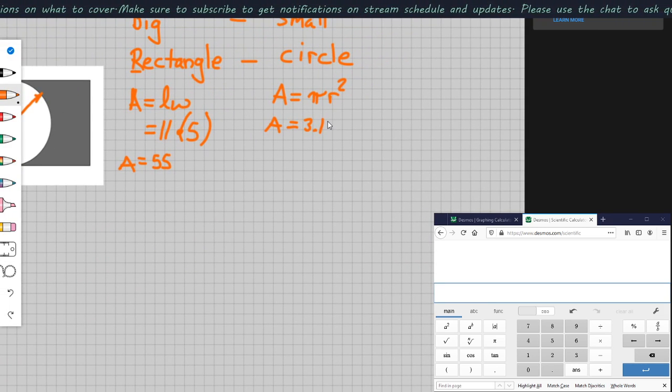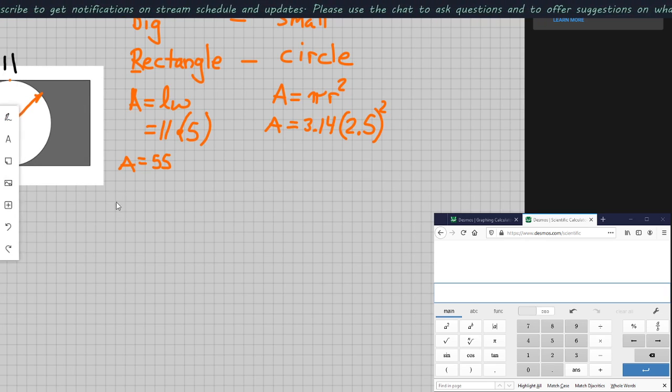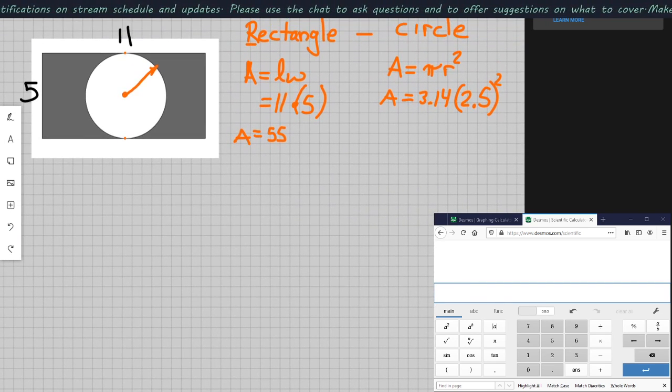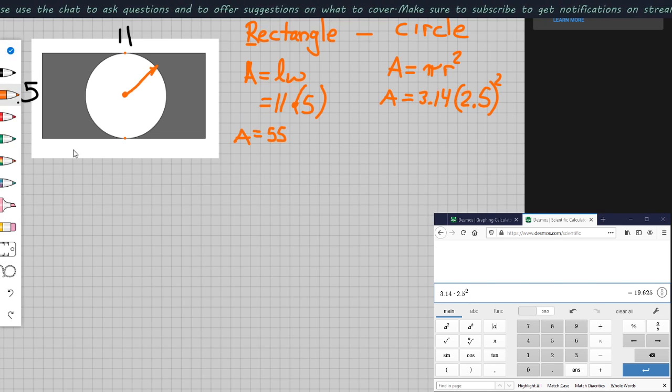So 3.14 times radius squared, so 2.5 squared. And we'll go ahead and put that into the calculator and see what we get. So 3.14 times 2.5 squared. So we get 19.625, and I'm going to write that.